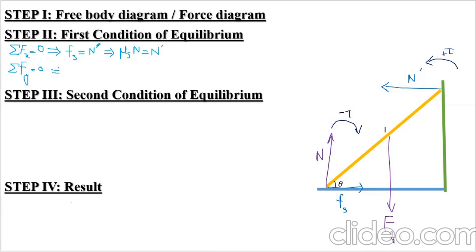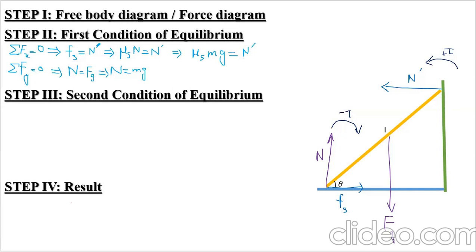Summation of y is equal to zero. It means that the upward forces balance the downward forces. Here the upward force is the normal reaction force N that the floor exerts on the ladder, and the downward force is the force of gravity. Here we substitute the value of Fg, that is mg. N is equal to mg. So now we will substitute this value of N in this expression, and this expression would be mu s mg is equal to N prime.